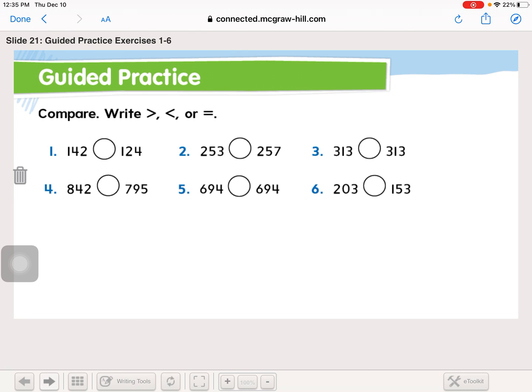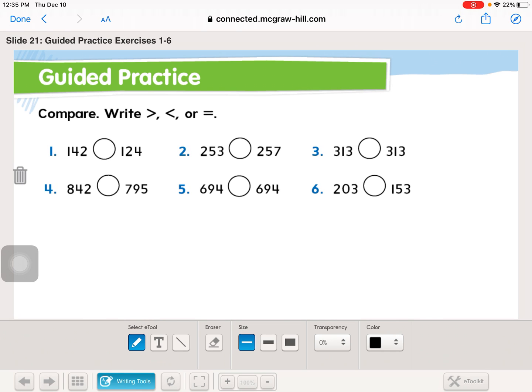So let's write greater than, less than, or equal to on these problems by looking at our hundreds first, then our tens, then our ones. So far we have 100 and 100. So that doesn't help us, right? Because those are the same. So let's look at our next biggest, which is the tens. We have 4 and 2. Well, I know 4 is bigger than 2, so I'm going to chomp 142 instead of 124. Please fill that in on page 334.